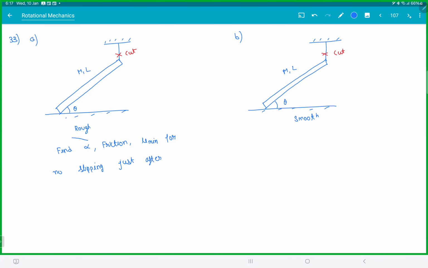Finding alpha, this was a JEE Mains question, 2018 or 2017, I guess. Just find alpha just after cutting. Find alpha and acceleration of the center of mass just after cutting. If I just find alpha, this was a Mains question. If you ask to find friction, this is a tough Mains question, an easy Advanced one, but the B part is a proper Advanced question. That will be Advanced, moderate, or even a little higher level.